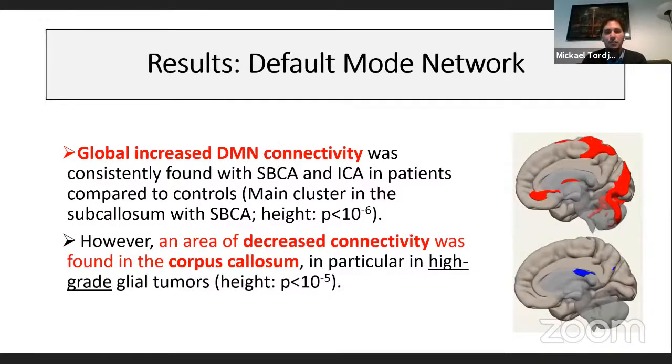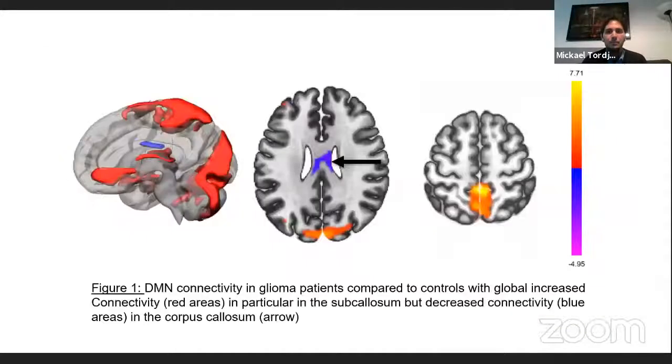For the default mode network, we found a global increase in connectivity, both with seed-based connectivity analysis and with independent component analysis. So with two independent techniques, we found the same result: a global increase in DMN connectivity in patients compared to controls. But we also found a small area of decreased connectivity in the corpus callosum, in particular in high-grade glial tumor patients. So you can see the global increased connectivity in the brain, but also a small area of decreased connectivity in the corpus callosum.